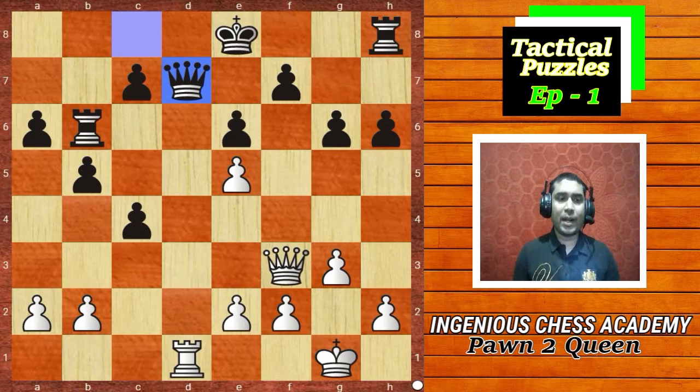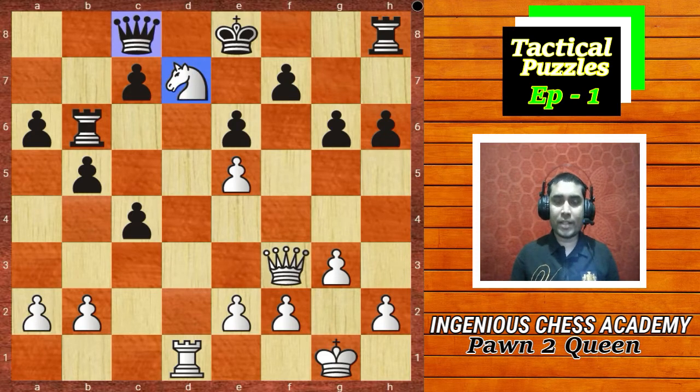So I hope you understand the three steps of solving puzzles. Number one, check. Number two, capturing. And number three, attack. And always look for your opponent's last move. So in this position, what is your opponent's last move? Yes, your opponent took your knight with the queen here.